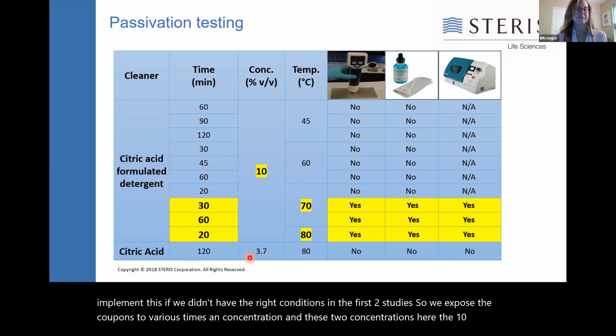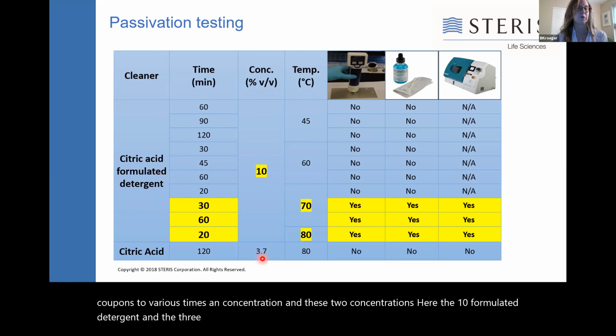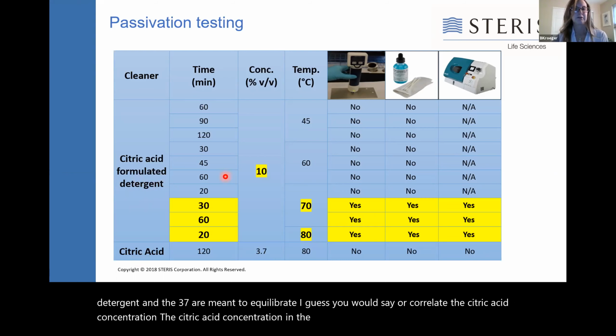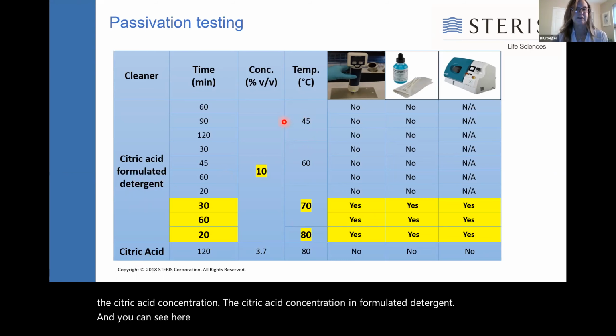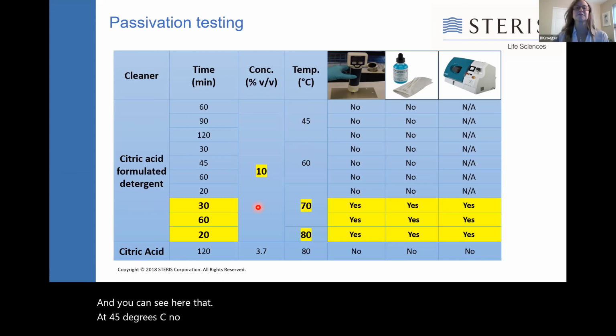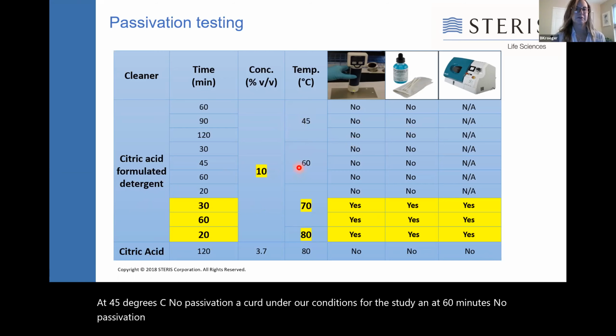and these two concentrations here, the 10% formulated detergent and the 3.7, are meant to equilibrate, I guess you would say, or correlate the citric acid concentration to the citric acid concentration in formulated detergent. And you can see here that at 45 degrees C, no passivation occurred under our conditions for the study. And at 60 minutes, no passivation occurred. But at 60 degrees C at 10 minutes, no passivation occurred.